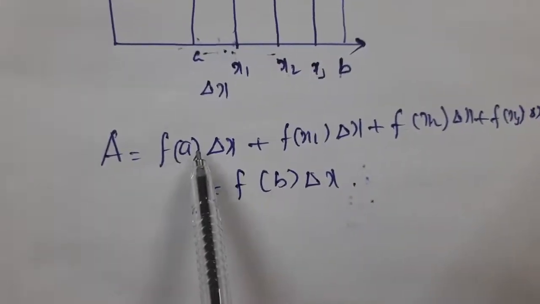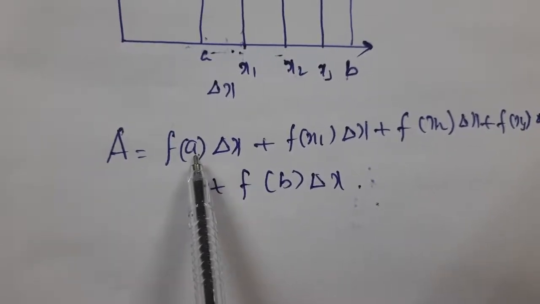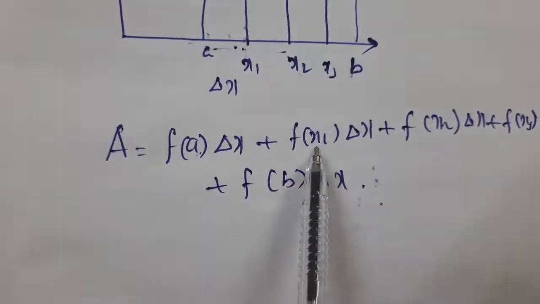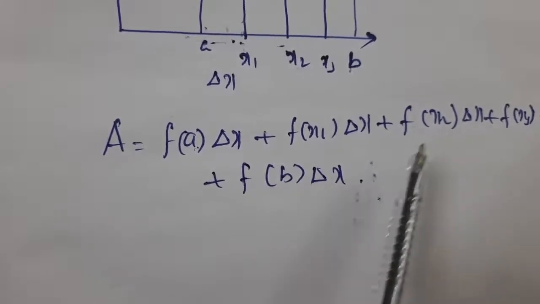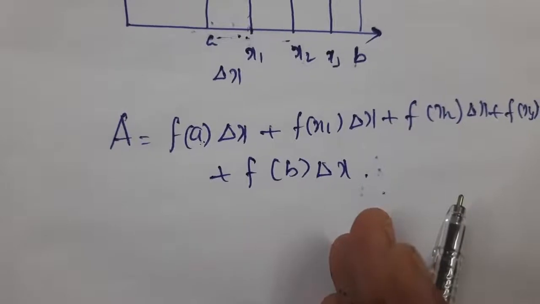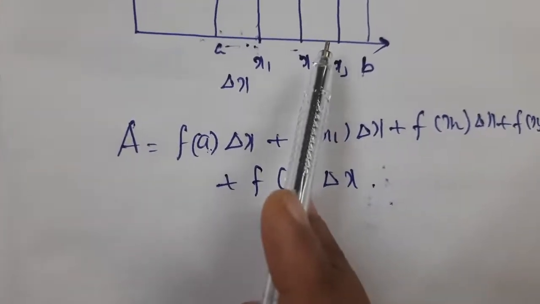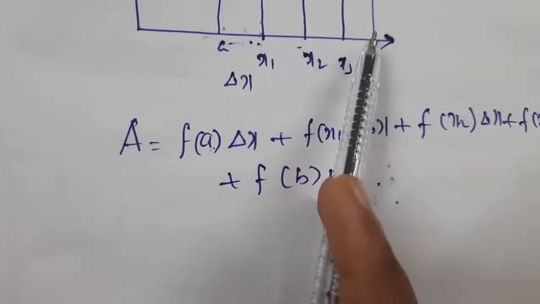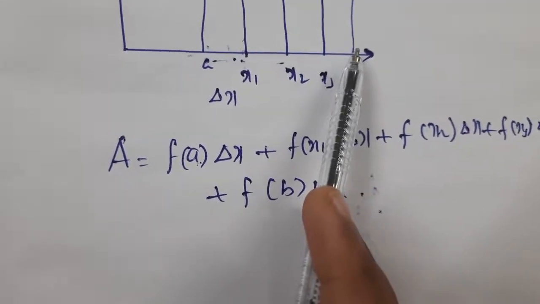where f of a is the value of the function f of x at x equal to a. f of x1 is the value of f of x for x equal to x1. For x equal to x2, f of x2 is the value of the function, and so on. So as we increase the number of strips, the area becomes more accurate. When we consider smaller strips, the area becomes more accurate.